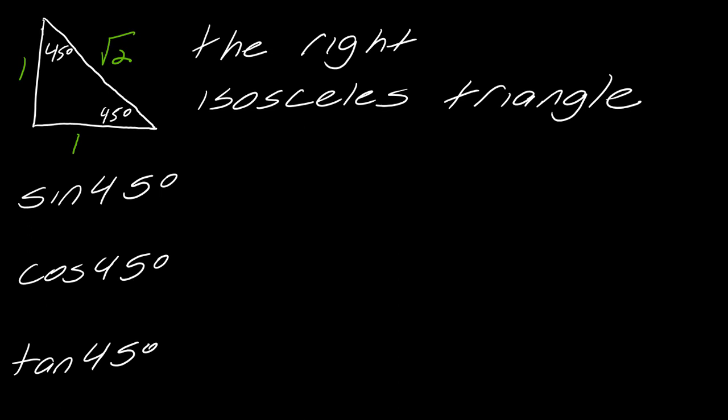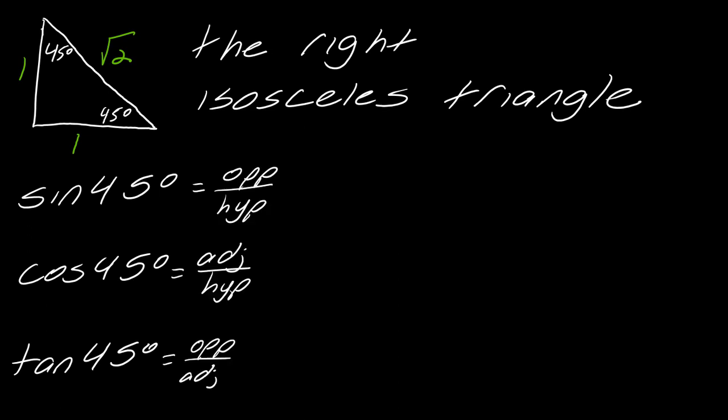So I've got sine of 45 degrees, cosine of 45 degrees, and tangent of 45 degrees. So I've got just my little mnemonic device to help me with this. So sine of 45 degrees, that's going to be 1 over the square root of 2. So I can just rationalize that to get square root of 2 over 2.